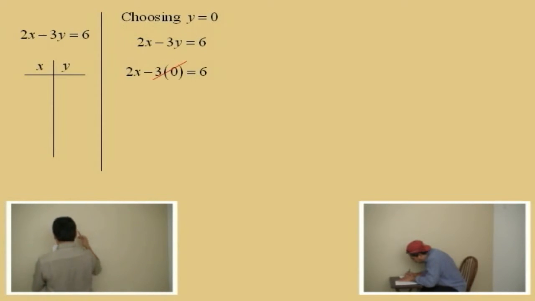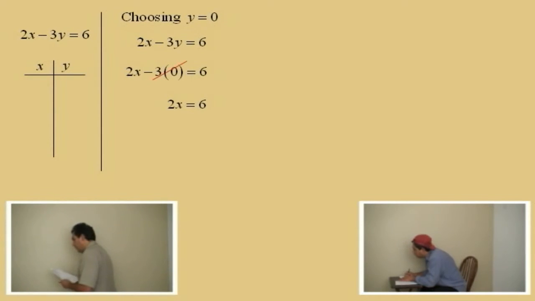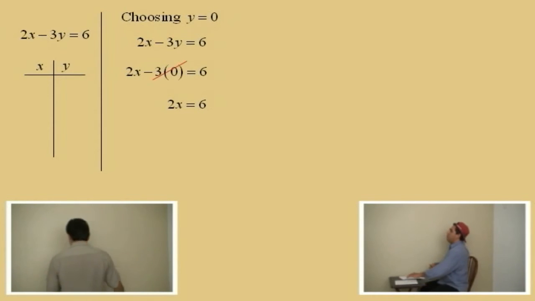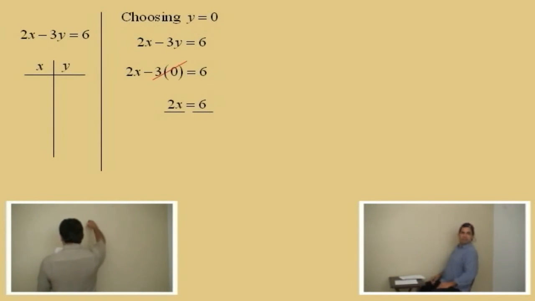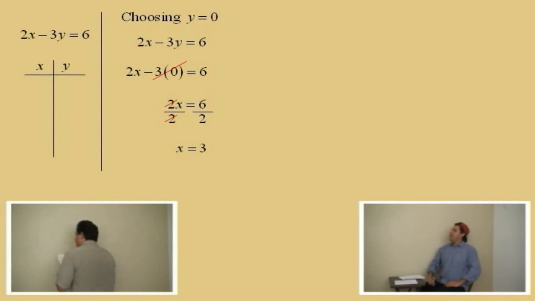Okay, bring down your work. That gives you 2x equals 6, all right? Now to solve for x, Charlie, what do we need to do? Divide both sides by 2. So here we go. New line, divide by 2. 2's cancel. Okay, Charlie, what does that give us for x? X equals 3.